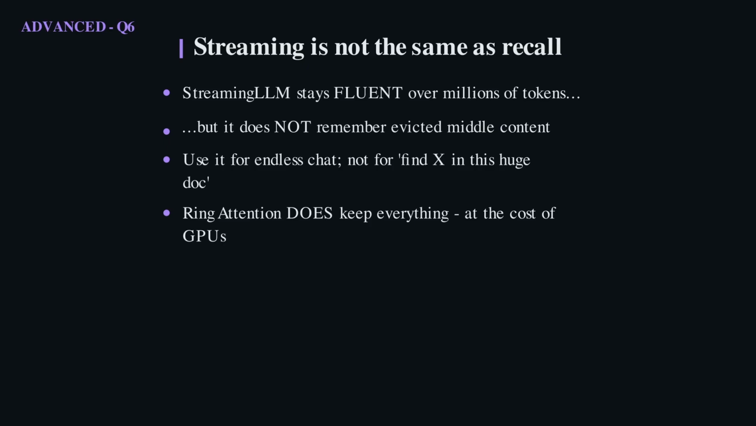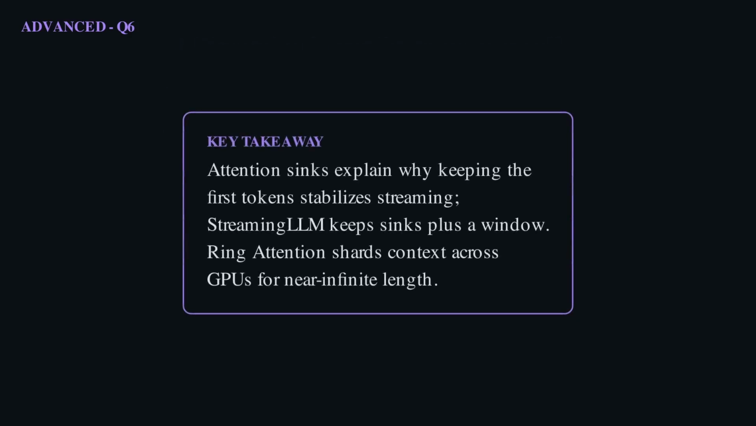in a long document. Ring attention is the opposite trade. It keeps the entire context, nothing is dropped, by sharding it across GPUs and overlapping computation with passing KV blocks around the ring. So your context length scales with how many devices you can afford. One buys unbounded fluency cheaply, the other buys unbounded memory expensively. Naming that difference is the expert move. Endless fluency and total recall are different goals. Pick on purpose. Keep the sinks, roll the window, ring the GPUs, and context goes effectively unbounded.